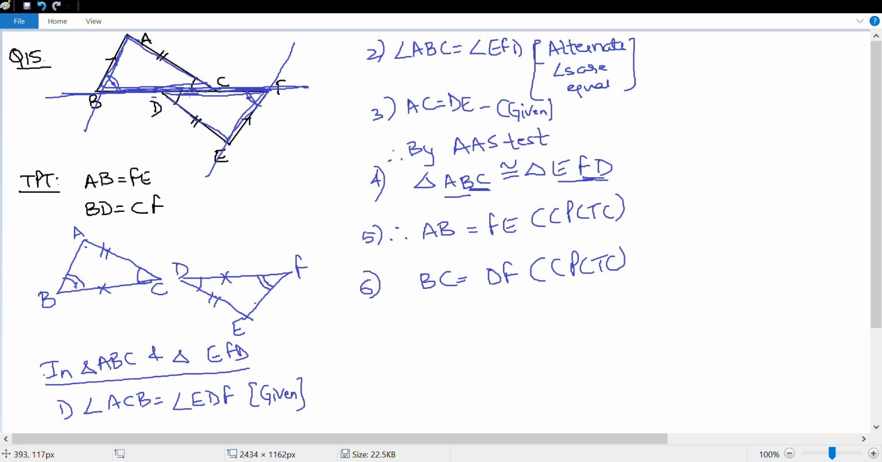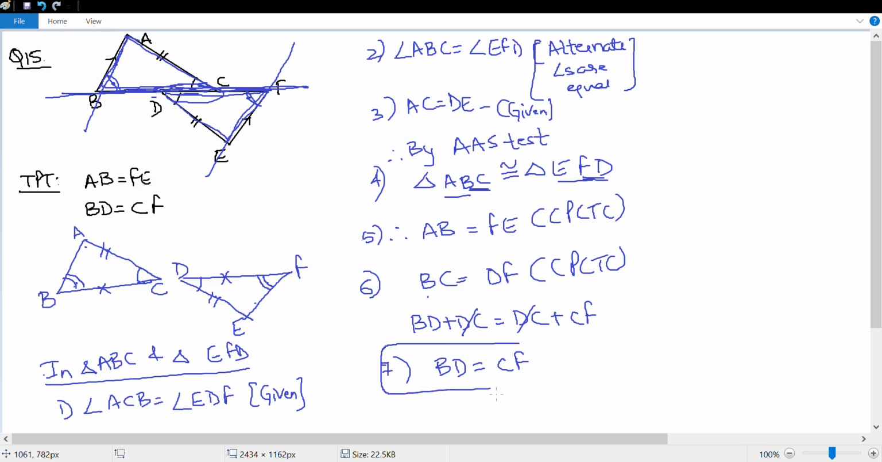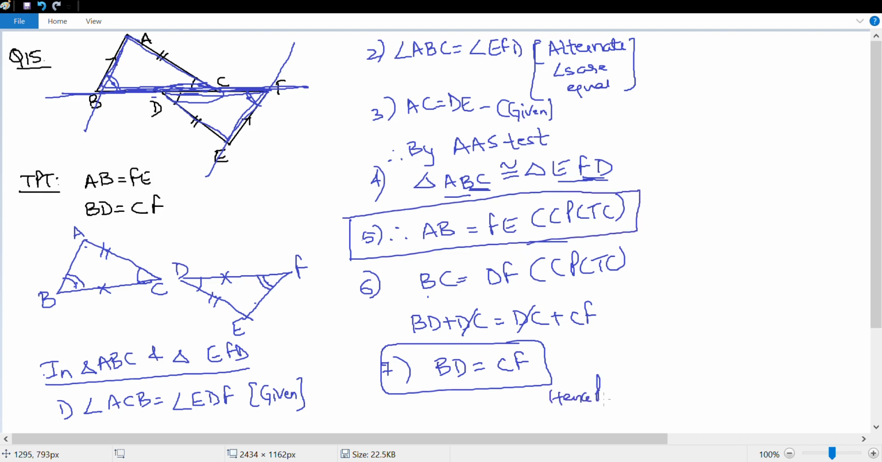So do they have anything in common? Yes, portion CD is common. So let's try and write this. BC can be written as BD plus DC and DF can be written as DC plus CF. Anything common on both sides? Yes, DC is common on both sides, which means I get BD is equal to CF. That's the second part that they wanted me to prove. The first part was AB is equal to FE. I have proved both the parts, hence that finishes this exercise for me.